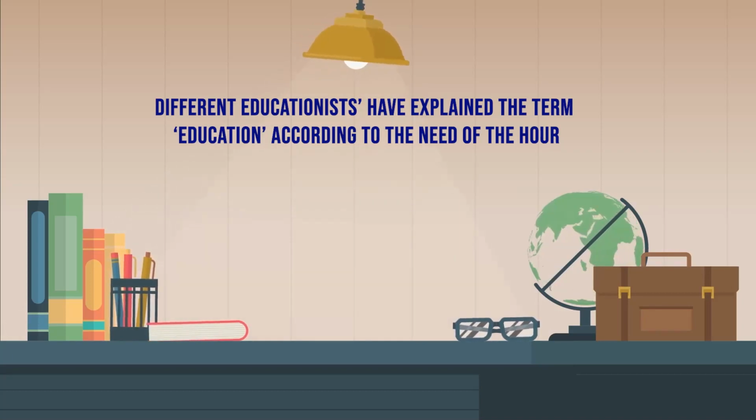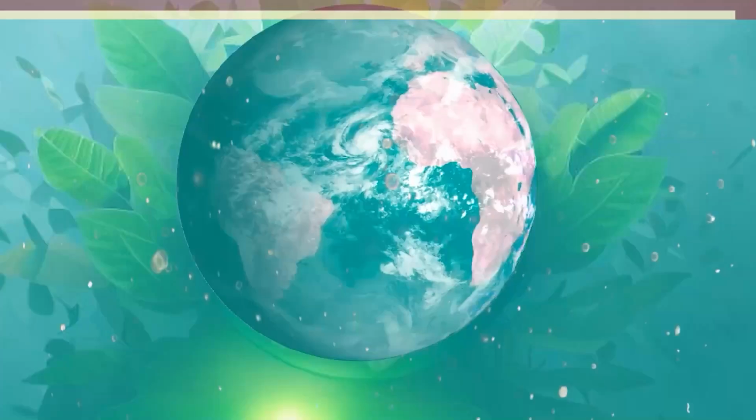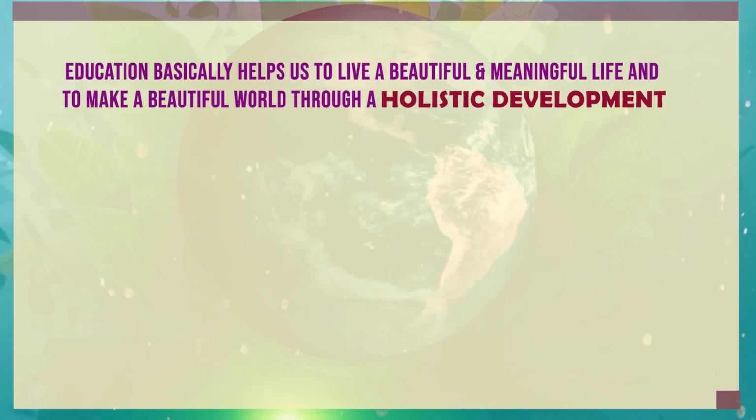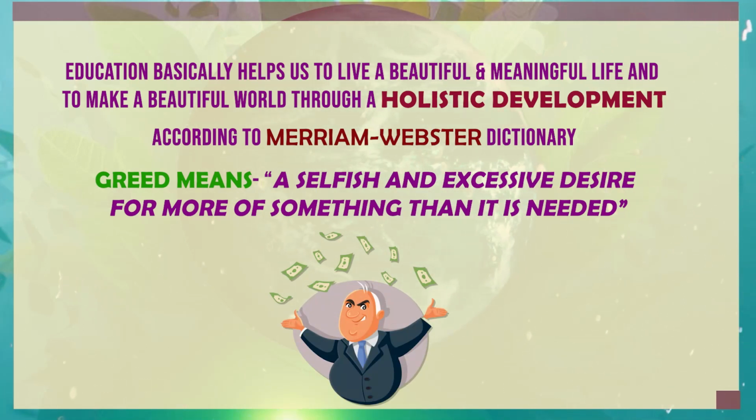Different educationists have explained the term education according to the need of the hour. So the definition is based on time, space or individuality. In a nutshell, we may say education is the assimilation of ideas and not the collection of data, or education is the training of mind and not the stuffing of brains. True education is the harmonious development of our physical, mental, social, psychological or ethical, and spiritual faculties. Therefore, education basically helps us to live a beautiful and meaningful life and to make a beautiful world through holistic development.